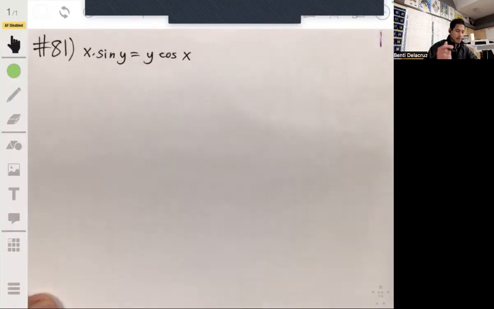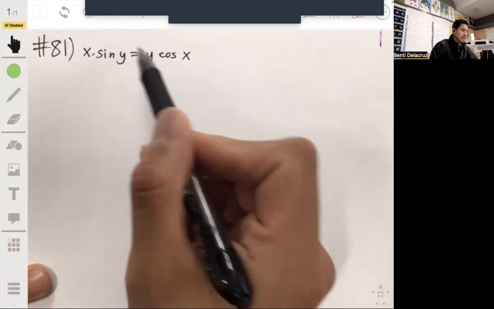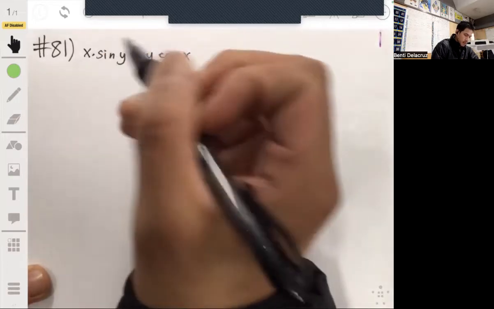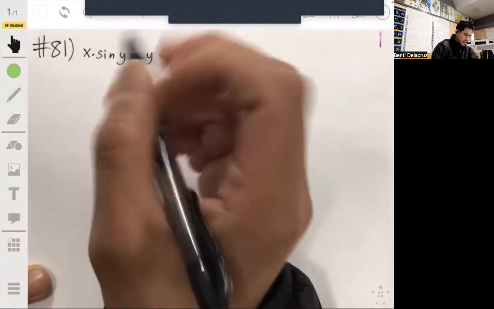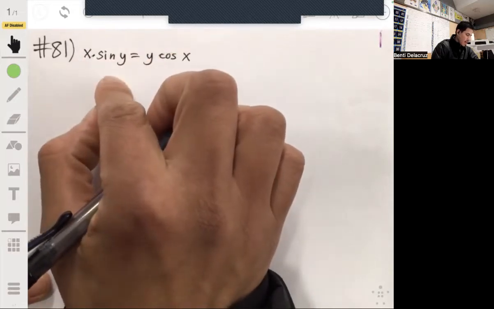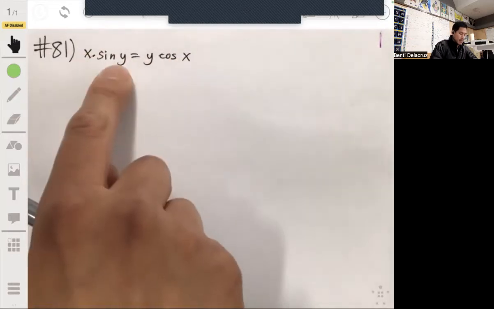Okay, so we're gonna find the derivative of y with respect to x using implicit differentiation for this equation. So let's just go ahead and get started. On the left here, we're gonna use the product rule because we have one function times another function.